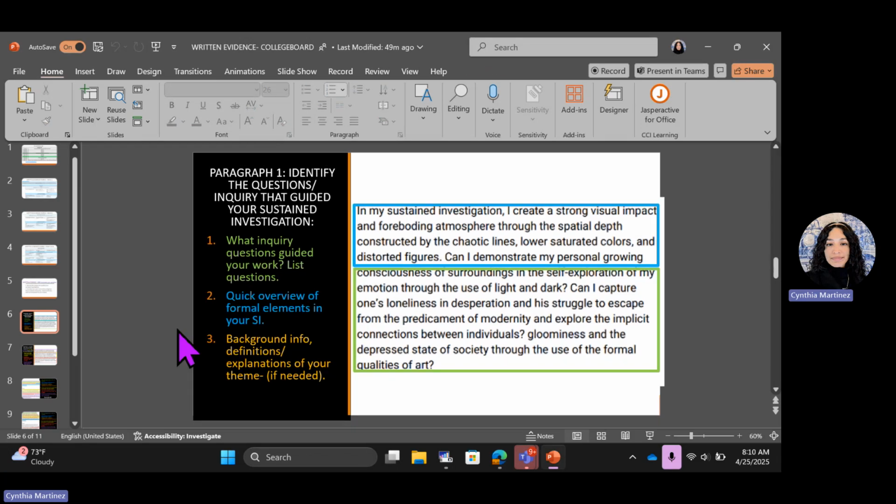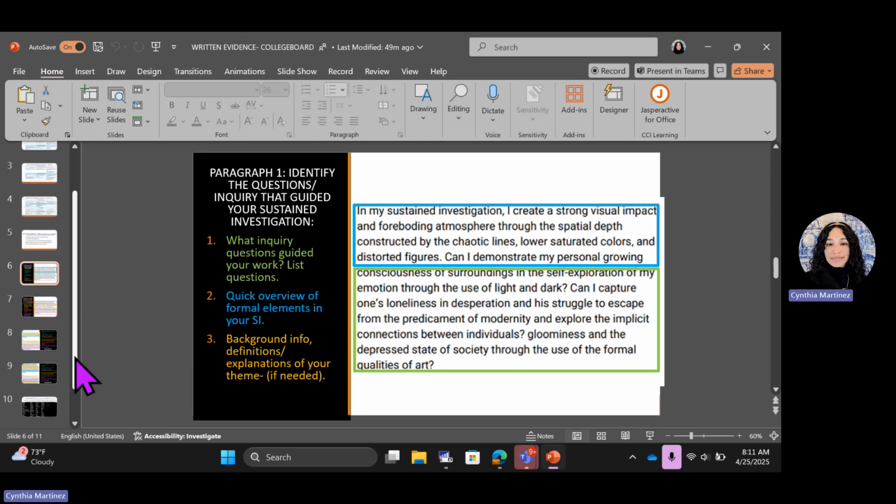Give us a quick overview of the formal elements in your sustained investigation. Now, what do I mean by formal elements? Well, if you look back to your notes at the beginning of your sketchbook, the beginning of the year, I think there should be, starting on page 4 all the way to maybe 10 or something like that, but it's definitely at the beginning of your sketchbook.